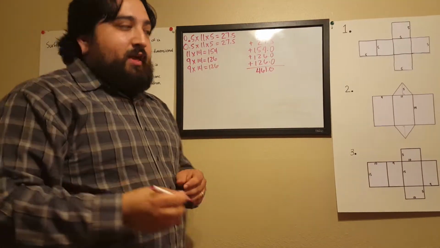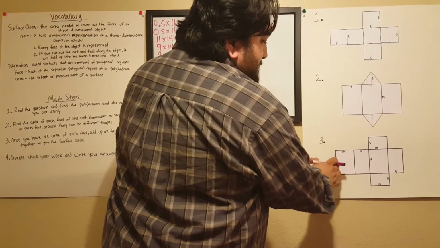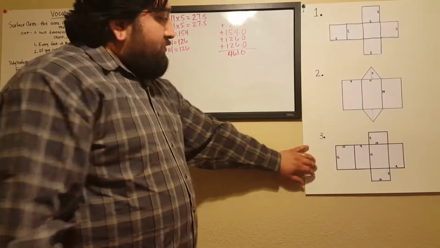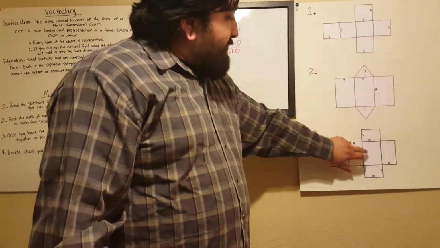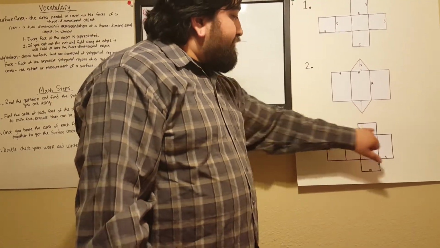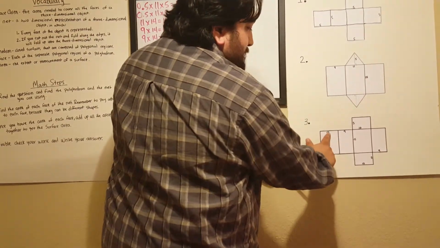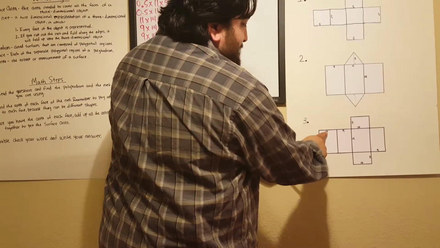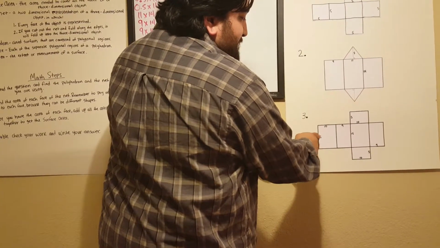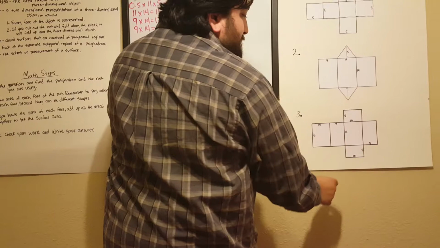Okay, class, let's go ahead and move on to the last one. This cuboid right here, this net. Now this one's a little bit more difficult because each rectangle has different lengths. You can see that these two rectangles right here are the same: width 10, length 15, same as here, 10 and 15. So these two would be the same.